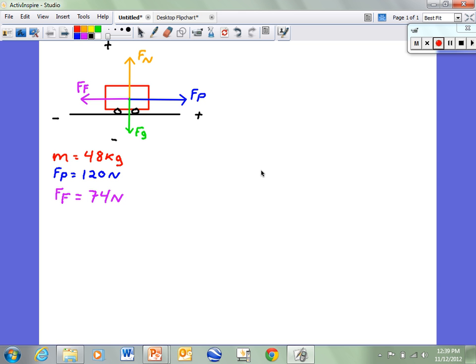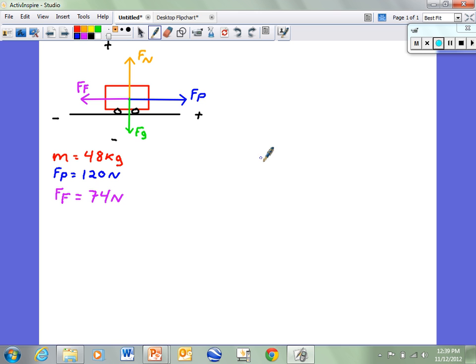Step 4 is where we finally want to start looking at adding up our forces going left and right, and our forces going up and down. Now in this particular problem, we're looking for acceleration, and the wagon is going to accelerate in the direction we're pushing or pulling, so that would be to the right. So I'm only going to worry about adding up my forces on the x-axis.